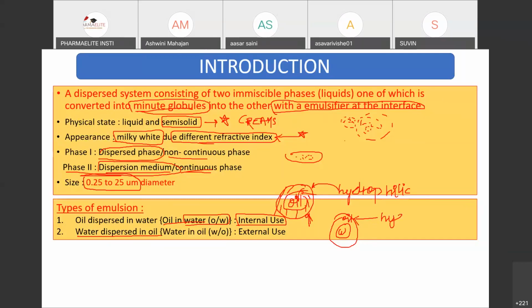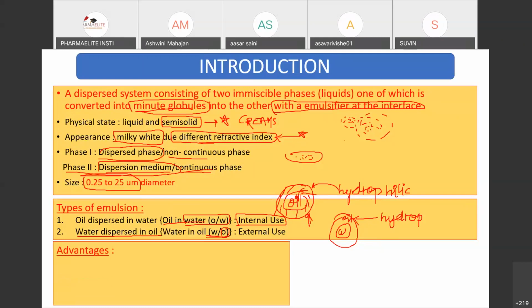Can I say in that case I can prefer making creams as water in oil emulsions? Simple reason being oil is the exterior phase, I can use it for external applications. So yes, it would work out over here. I hope things are clear till here.